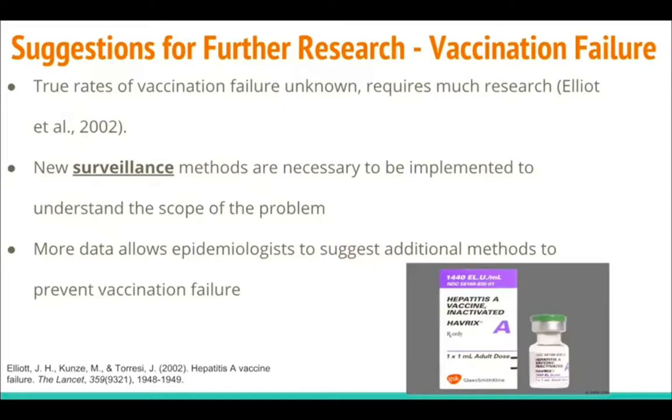Vaccination failure is also a risk which requires much more research. Vaccination failure can be attributed to a variety of causes, including issues during manufacture or storage and clinical failure. The true rate of vaccination failure is unknown because information on vaccination status has not been systematically collected during hepatitis A surveillance. New surveillance methods should be implemented where hepatitis A vaccination failure is reported to assess the extent of the problem. Gathering this data can allow epidemiologists and health specialists to recommend additional methods to prevent vaccination failures. This could include additional vaccine batch checking protocol, stricter storage rules, or making sure vaccinations are efficiently transported.